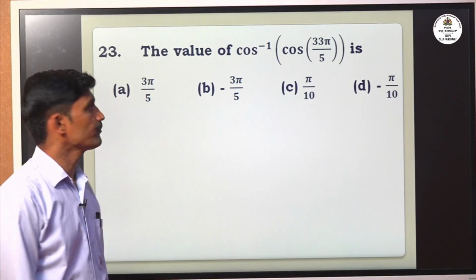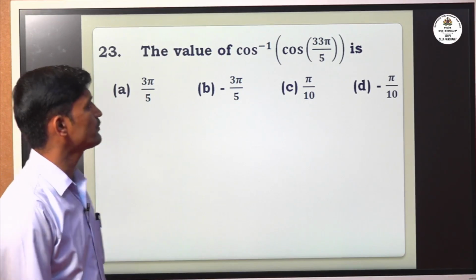Question number 23. The value of cos inverse of cos of 33 pi by 5.